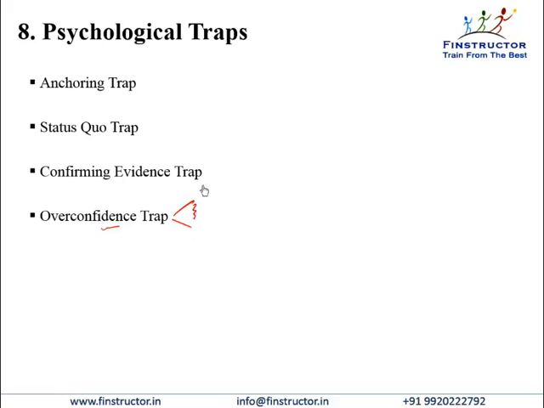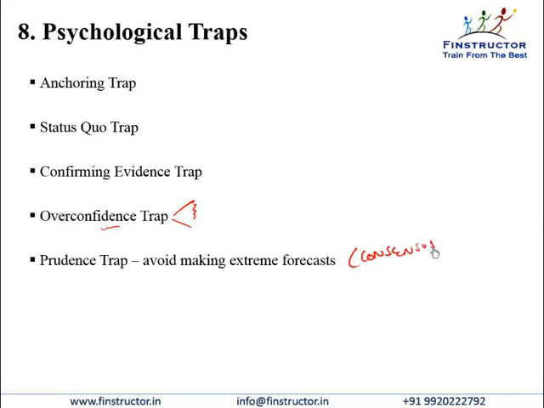So these are pretty similar to the corresponding biases that we studied earlier. The prudence trap says that researchers and analysts avoid making extreme forecasts, or they try to be close to consensus. Because if everybody goes wrong, the feeling of regret is not as bad. But if you were the only one who was far away from the consensus and you go wrong, then there will be a high feeling of regret. This comes from the regret aversion bias.